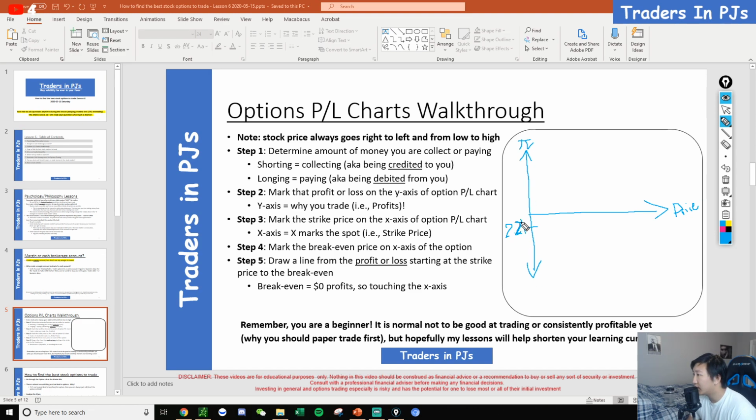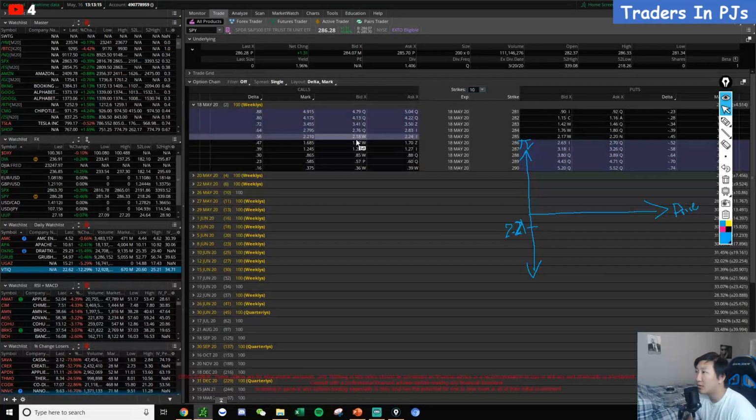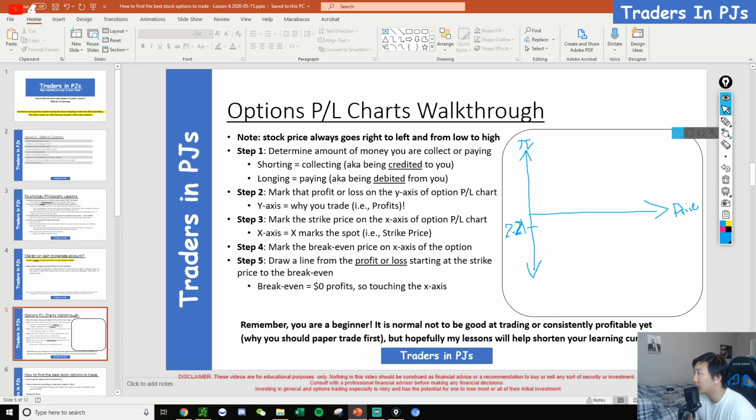So 2.21 per share, and we're paying it, so that's negative profits. Now you just write a little line here. Mark that profit or loss on the y-axis. Since we're buying it, that's a loss at the start. Mark the strike price on the x-axis. So 285, and really you can just put a little 0 here because this is 0 stock price and 0 profit. And so 285 is the strike price.